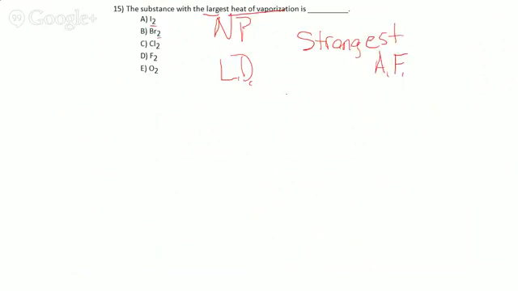Well, when is London dispersion the strongest? London dispersion forces go up as the mass goes up. As they get bigger, they become more polarizable, so they have stronger London dispersion forces. Which one of these things would that be? A.